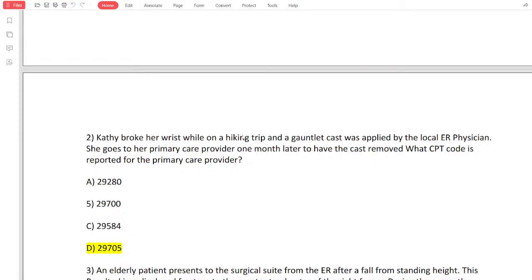And next question. Kathy broke her wrist while on a hiking trip, and a gauntlet cast was applied by the local ER physician. She goes to her primary care provider 1 month later to have the cast removed. What CPT code is reported for the primary care provider? The correct answer is 29705.